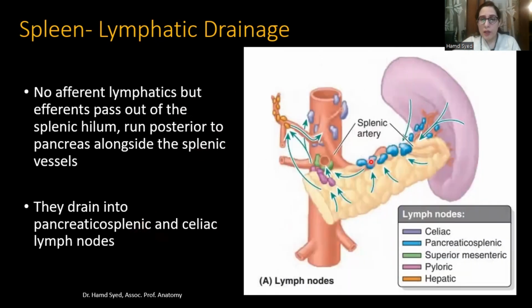So here in this diagram, you can see these bluish blobs over here are representing the pancreaticosplenic lymph nodes. They are receiving lymph from the spleen as well as the pancreas. And from these lymph nodes, this lymph then goes into the celiac lymph nodes, which are purplish in color, and they are present, you can see, around the celiac trunk.